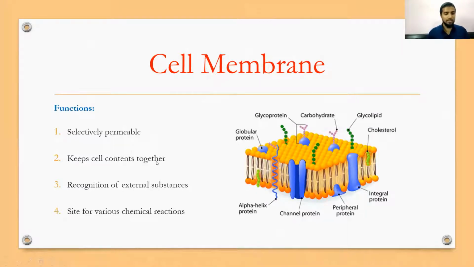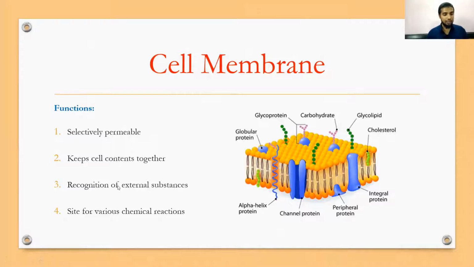Let us see the functions of the cell membrane. First, it is selectively permeable. As I've said, it helps in the transport of ions between the cell and external cells, and keeps cell organelles together. As you know, the cell membrane covers the entire cell. As a result, the organelles present within the cell membrane are intact.